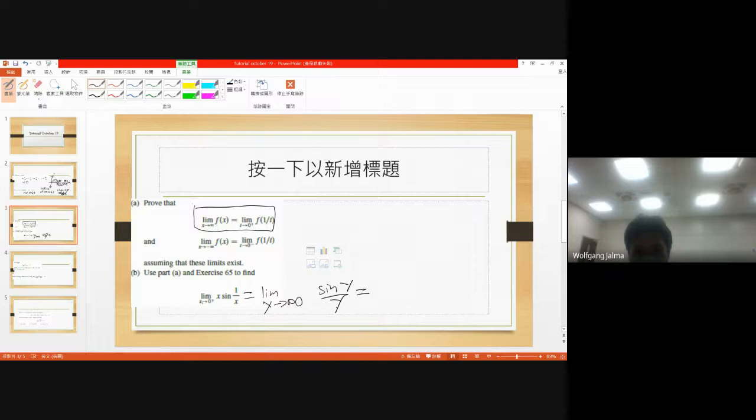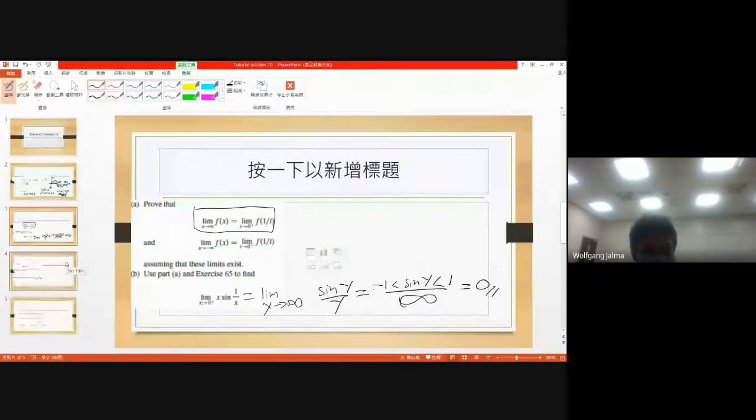So this one is easy. As you know, the value of sine is between minus 1 and 1, while y goes to infinity. So the limit must be 0. I think that's quite easy, but a quite interesting question. Any questions so far? I will check again.